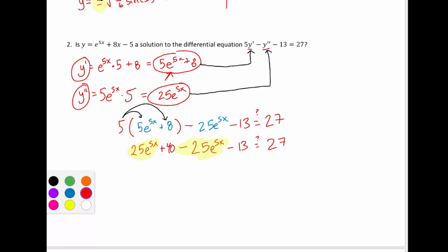There we go. Okay, back to what I was saying before. 25 e to the 5x minus itself is just going to be 0. So that leaves me with 40 minus 13, which does in fact equal 27. Okay, so our answer is yes.